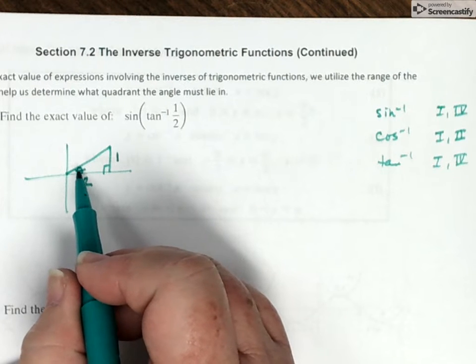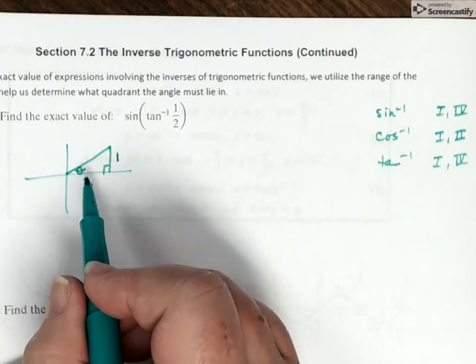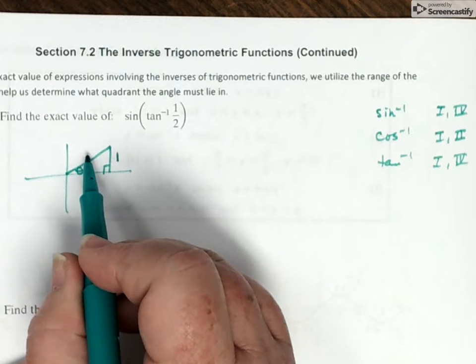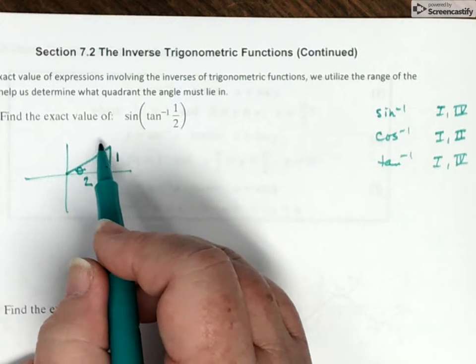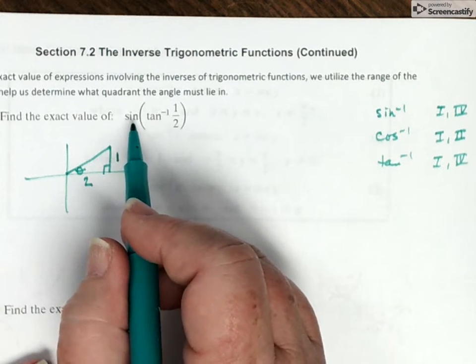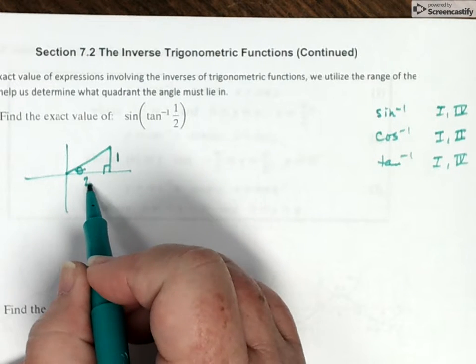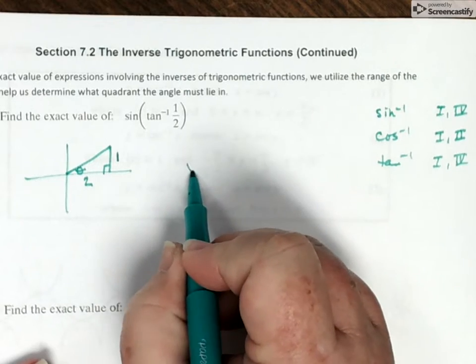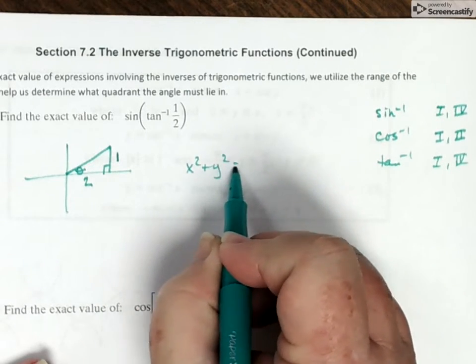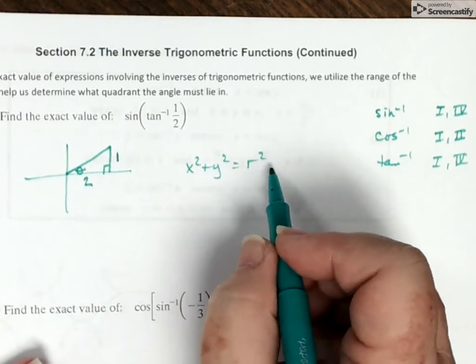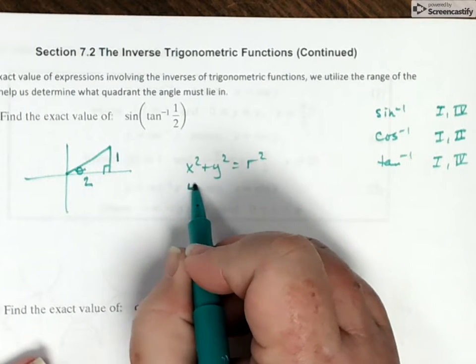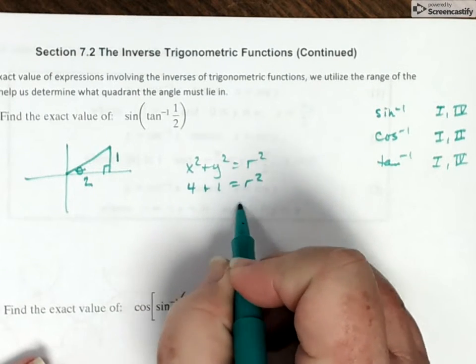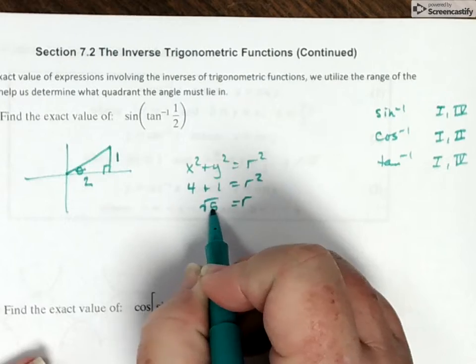Now, I know the sine value of theta will be opposite over hypotenuse. So if I can find the hypotenuse value, this just becomes a problem of filling in opposite over hypotenuse. So 2 squared plus 1 squared, I'm going to use x squared plus y squared equals r squared, or a squared plus b squared equals c squared, your choice. So 4 plus 1 equals r squared, which means that r is the square root of 5.